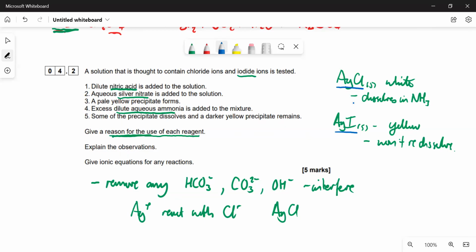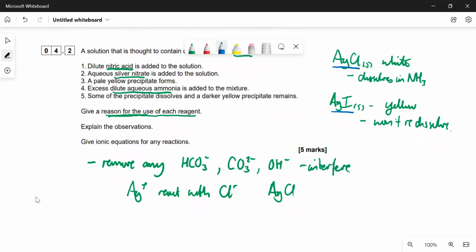Let's see what is going to happen there. Explain the observations. What we're going to see first of all is a mixture of a white and a yellow precipitate, so it's going to look cream. Then when you add the NH3, the white precipitate will redissolve, but the yellow one won't. So you're going to lose some of the whitish color. It's going to become darker yellow, but the precipitate will become a bit thinner because there's less of it.